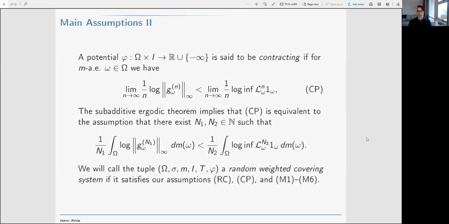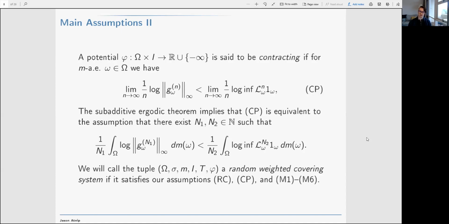So this contracting potential assumption and the random covering assumption are both random analogs of what's in LSV in the deterministic setting. And this CP assumption is very close. In the deterministic setting, it essentially boils down to saying something like sup of phi is less than the topological pressure. But we'll move on from there.